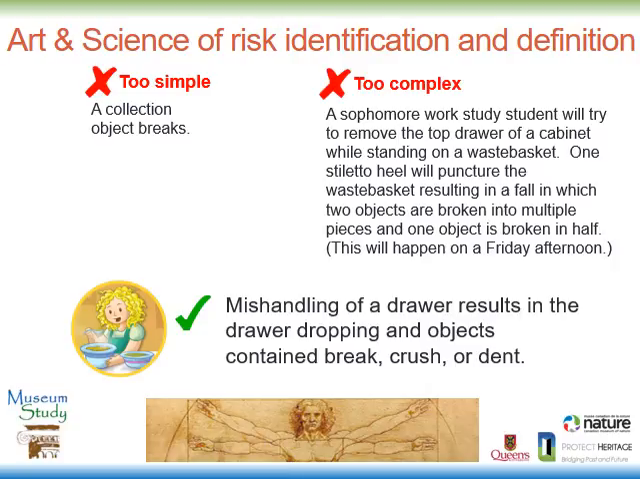So here we have a source. The source is the mishandling, a path is a drawer dropping, and the effect is break, crush, or dent. So it's got all the elements of a risk definition, and yet this is a chunking of all the ways in which something could break into something that a collection manager with experience could think about.